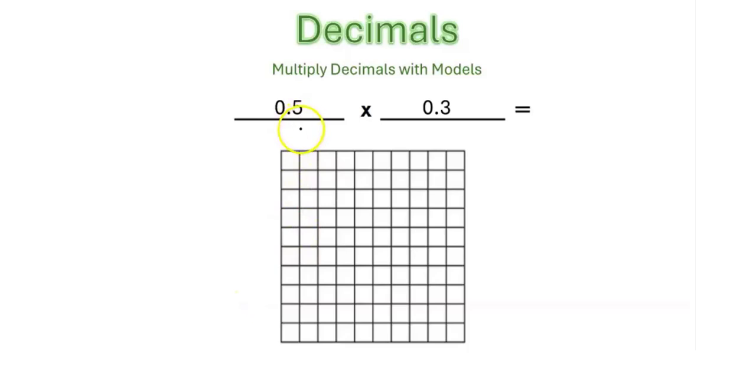Here we have 5/10 times 3/10. So this means that we want to take 5/10 and then we want to take 3/10 of that 5/10. So it's kind of hard to think through. So let's model it. First, let's shade 5/10. So there are 10 columns and 10 rows here. So the first thing I'm going to do is shade 5 of them.